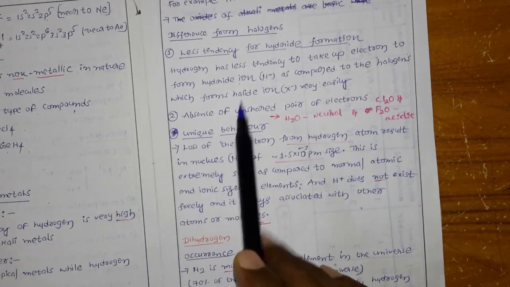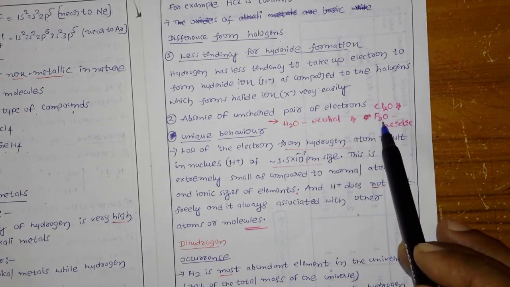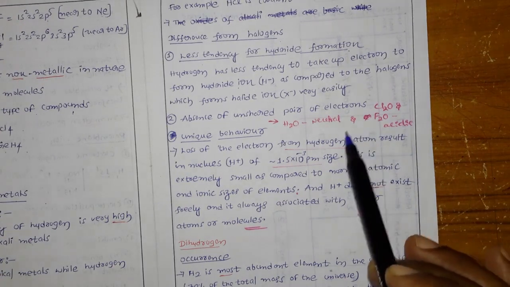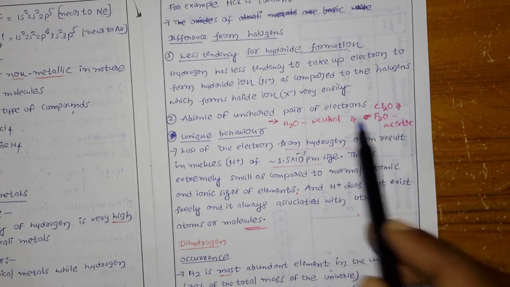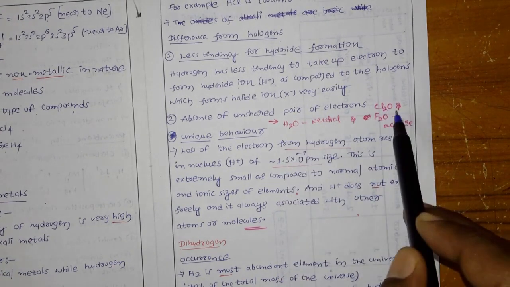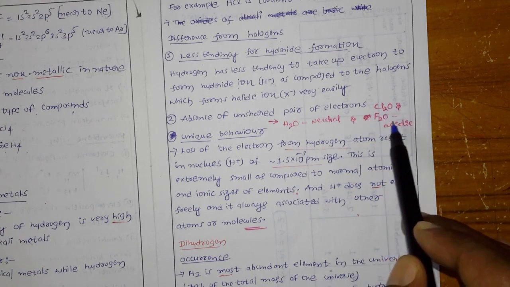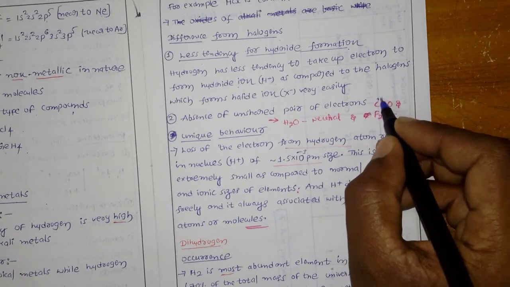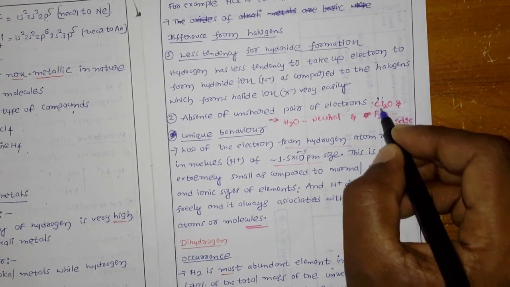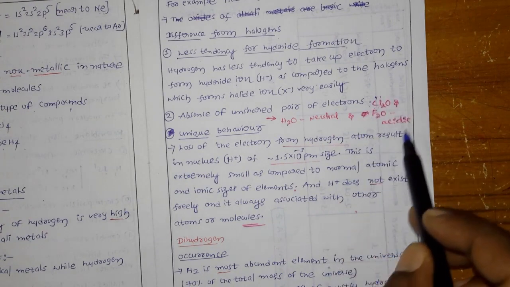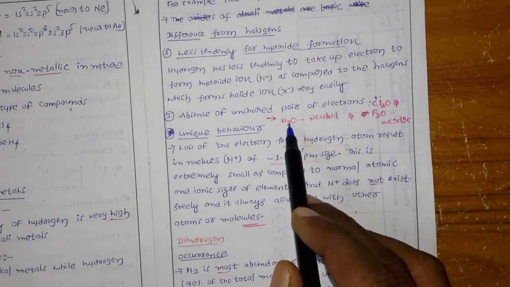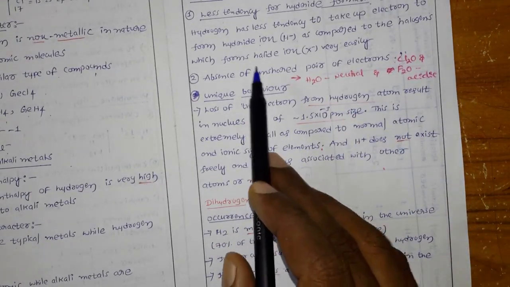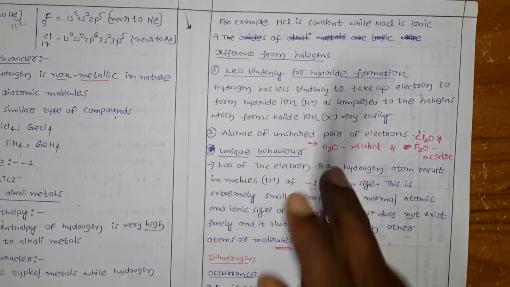Next, absence of an unshared pair of electrons. When it is combined with some compounds, it forms H2O, and some halogens form Cl2O and F2O. So these have unshared pairs of electrons. Generally, chlorine has unshared pairs of electrons, so that they behave acidic in nature, but H2O is neutral in nature. These are the two differences from the halogens.